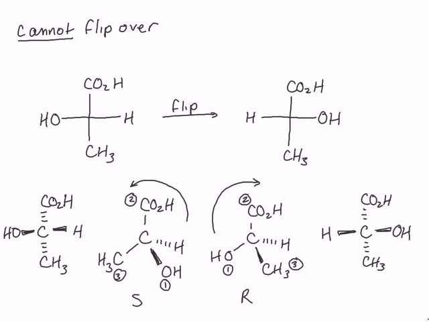Flipping a Fischer projection over makes it into a different molecule. Again, it turns it into the mirror image of the stereocenter that we started with. Fischer projections make the identification of enantiomers easier. Let's look at some examples.